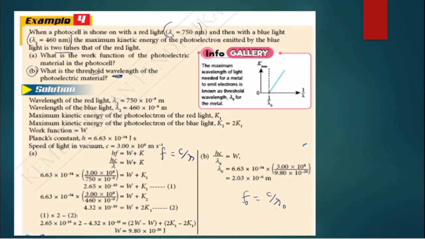Frequency is not given, here we are given lambda. So we can use the formula hc divided by lambda equals W plus K. For lambda 1, the red light, we just substitute the value of lambda 1, and we get equation 1. And then substitute lambda 2, the blue light, and we get equation 2.